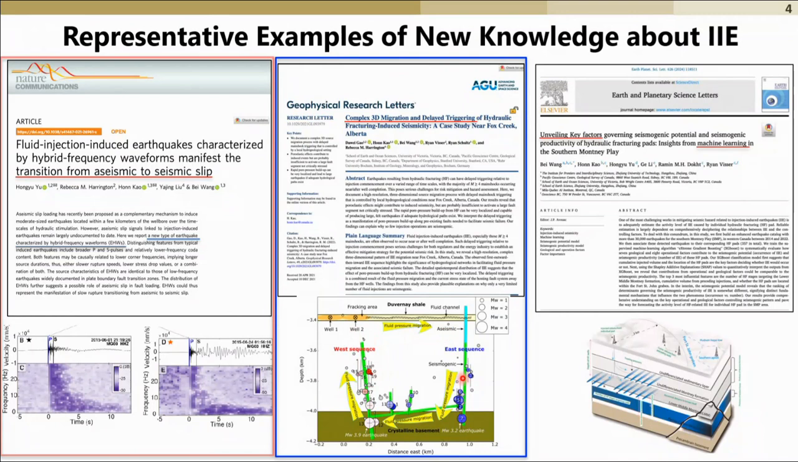So this very complex 3-dimensional migration path underlines the importance of the hydrogeological condition and structures near the injection sites that appear to control the location and the migration path of the injection-induced events. This paper was published in Geophysical Research Letters in 2021.